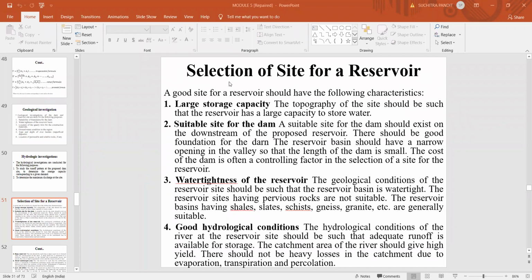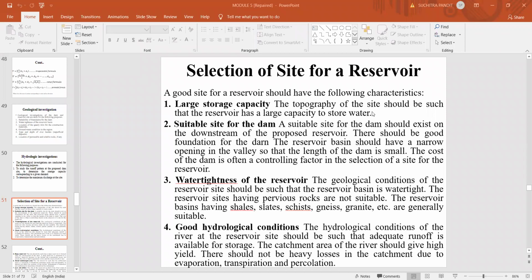Next are the following factors to be considered for the selection of a site for a reservoir. So these are some of the factors to be considered for the particular selection of a site for a reservoir. A good site for a reservoir should have the following characteristics. First one is a large storage capacity. The topography of the site should be such that the reservoir has a large capacity to store.